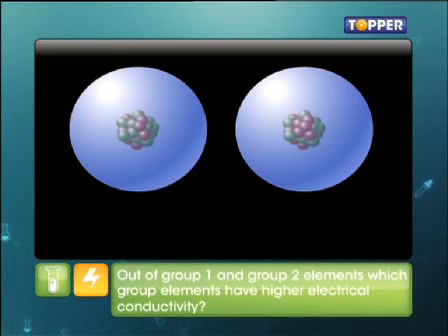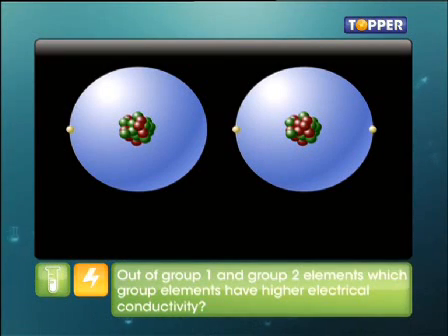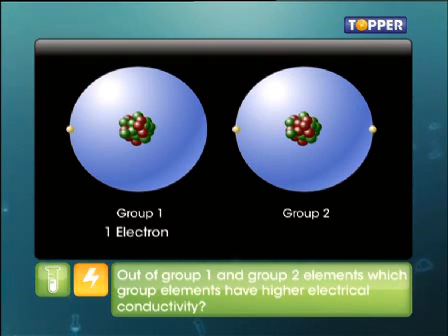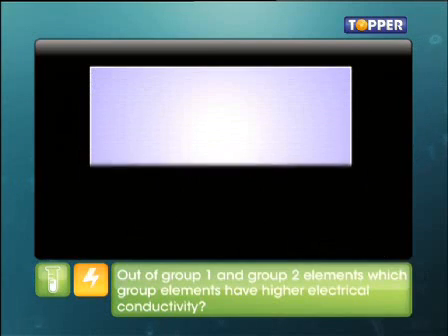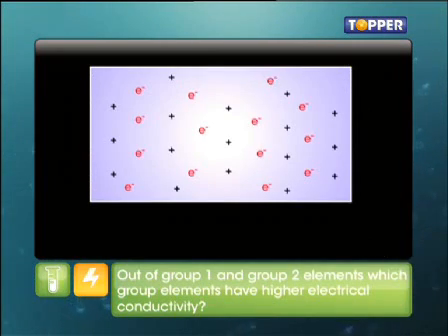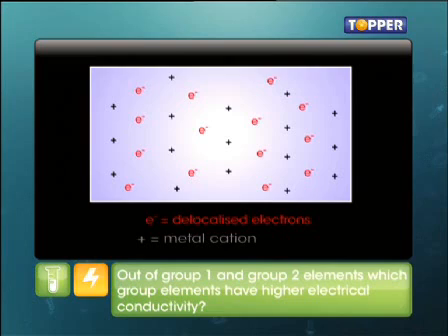Let me answer that for you. Group 1 and Group 2 elements have 1 and 2 electrons respectively in the outermost shell. So, Group 1 has 1 electron and Group 2 has 2 electrons available for metallic bonding. Therefore, Group 2 has higher metallic bonding. And the higher the metallic bonding, the higher is the electrical conductivity. So, Group 2 elements have higher electrical conductivity than Group 1.